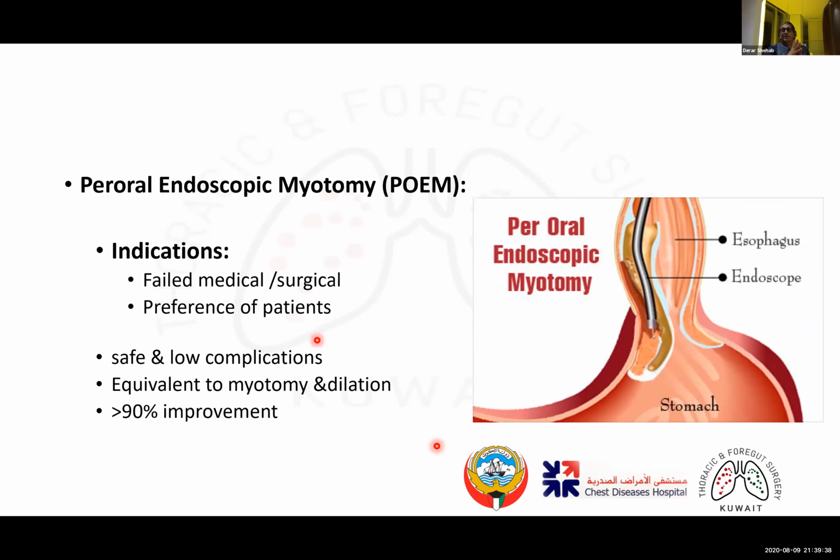The last endoscopic technique, and recently it has been increasing in popularity, is POEM, which is peroral endoscopic myotomy. POEM is actually a very good procedure, an excellent procedure, and the results are really good. It is safe. It has low complications. Even the perforation rate is pretty low. And the outcome more or less is the same as myotomy or dilatation.